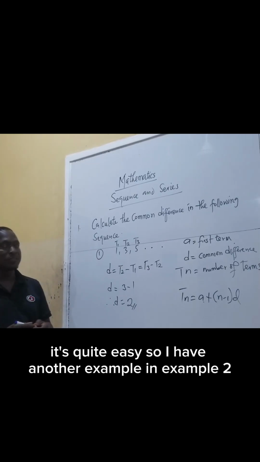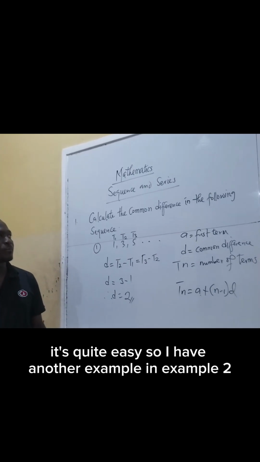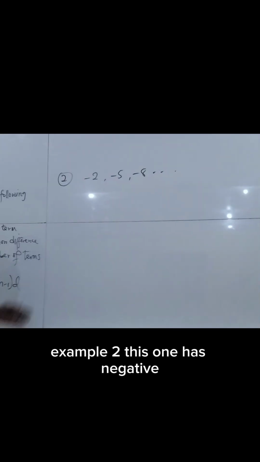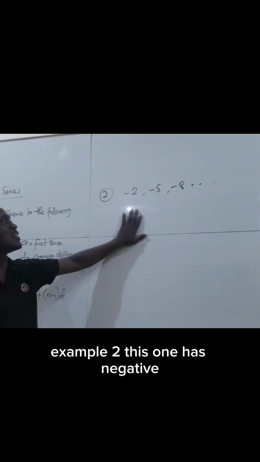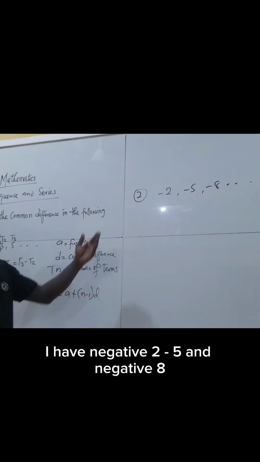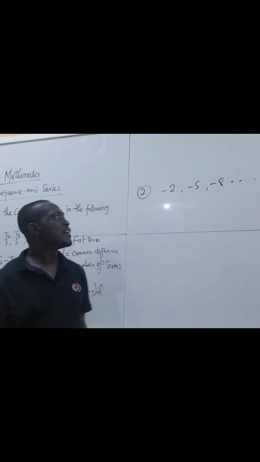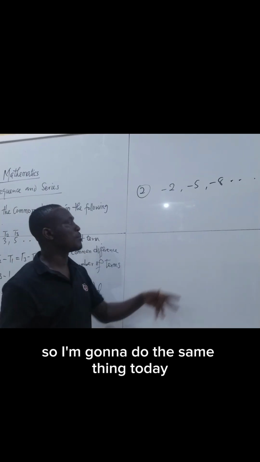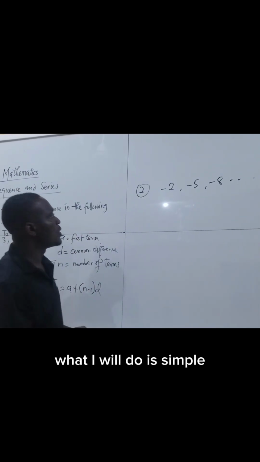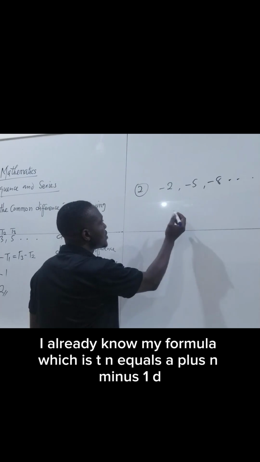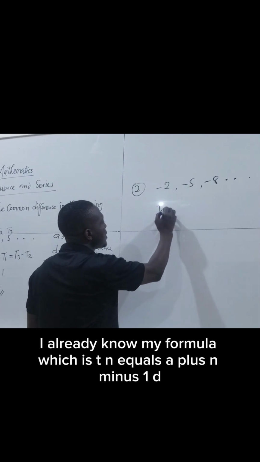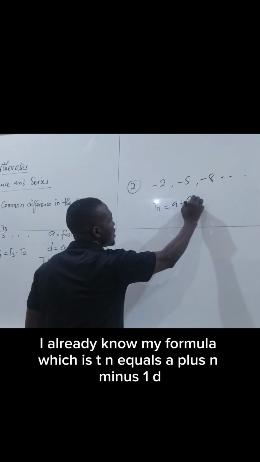It's quite easy. So I have another example in example 2. Example 2, this one has negative. I have negative 2, negative 5, and negative 8. So I'm going to do the same thing to them. What I will do is simple. I already know my formula, which is Tn equals A plus n minus 1 d.